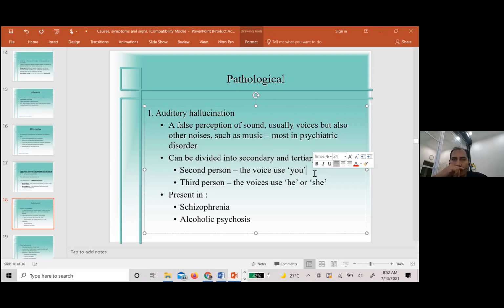But third person is when the patient becomes the third person, which means there are 2 voices having a conversation between them and referring to the patient as he or she. I'll give you an example. The patient is listening to voices talking among themselves, and the voices say, you look at him, he is useless. Then that is what we call third person.